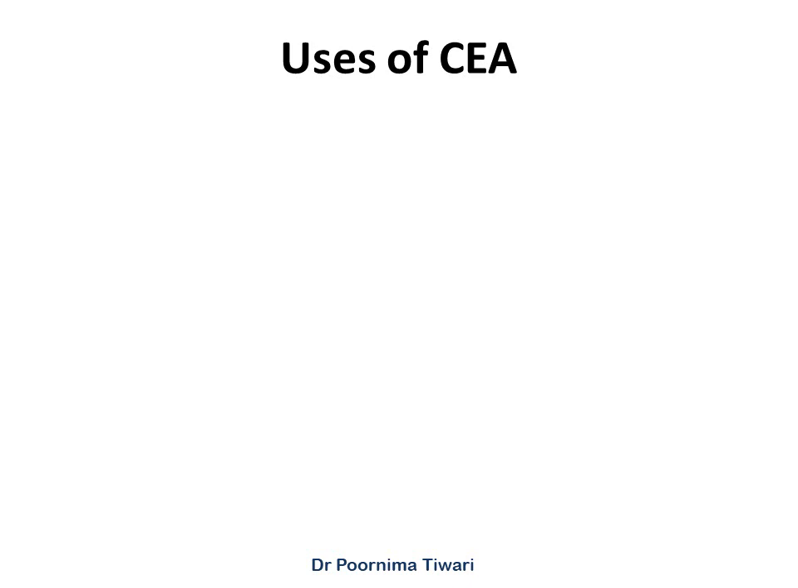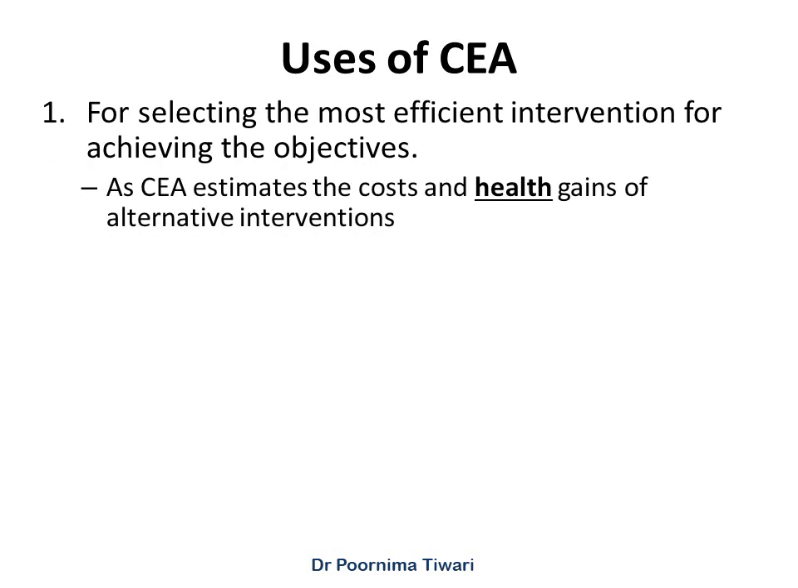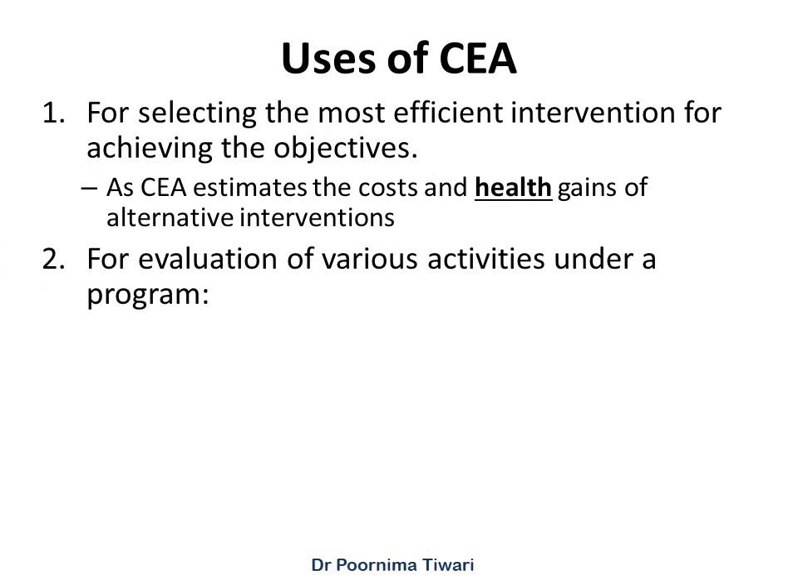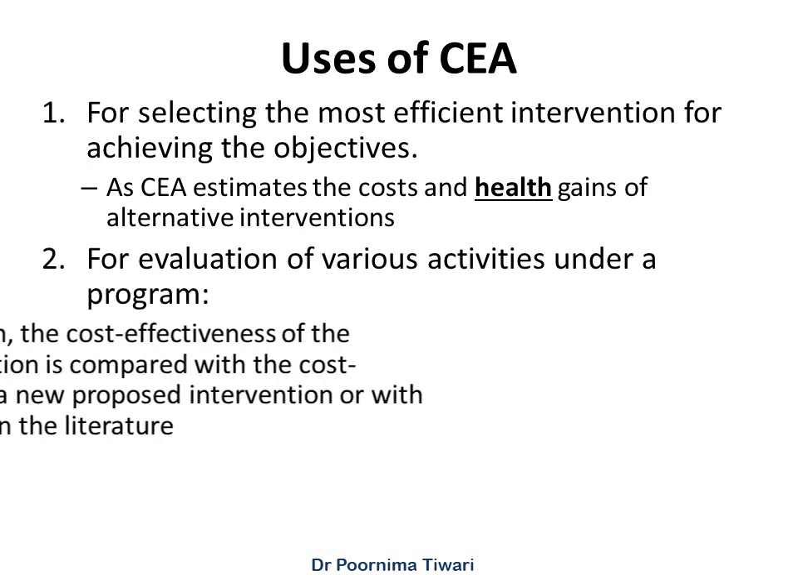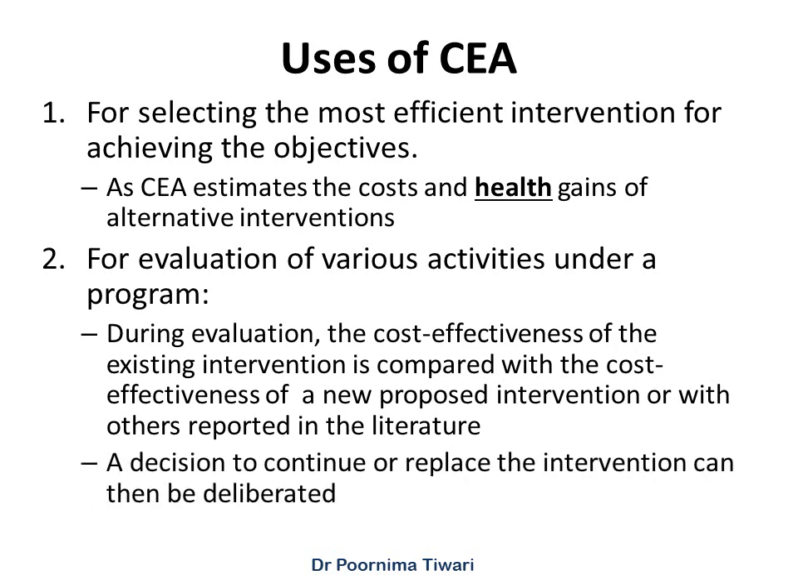Uses of cost-effective analysis. As we discussed, for selecting the most efficient intervention for achieving the objectives, because CEA estimates the cost and health gains of the alternative interventions. Second use, for evaluation of various activities under a program. When you evaluate the functioning of a program, we can compare the cost effectiveness of the existing intervention with a new intervention or other interventions which can be done instead of this. So a decision to continue or replace the intervention can then be made.